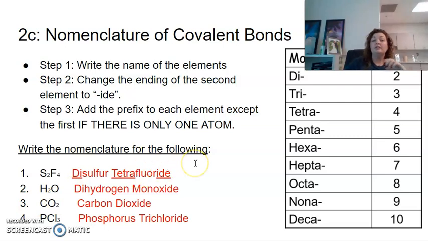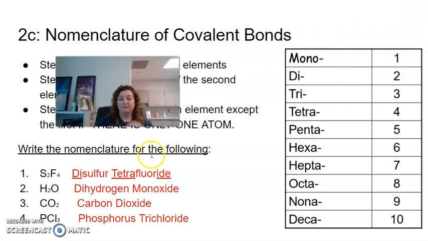Covalent bonds are slightly different. We're just going to add another step. Okay. So we're going to do the same thing we did for ionic. We're going to write the name of the elements. We're going to change that ending to IDE, but then we're going to go back and add prefixes. And these are Greek prefixes, and we're going to add them in front of our words. Okay, so it says add the prefix to the atom element, except if there is only one atom in the first element. So we're going to go through and I'm going to explain that, okay?